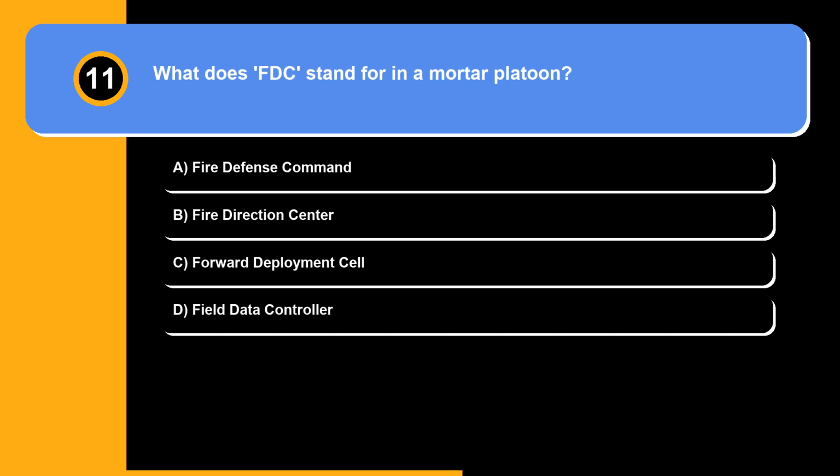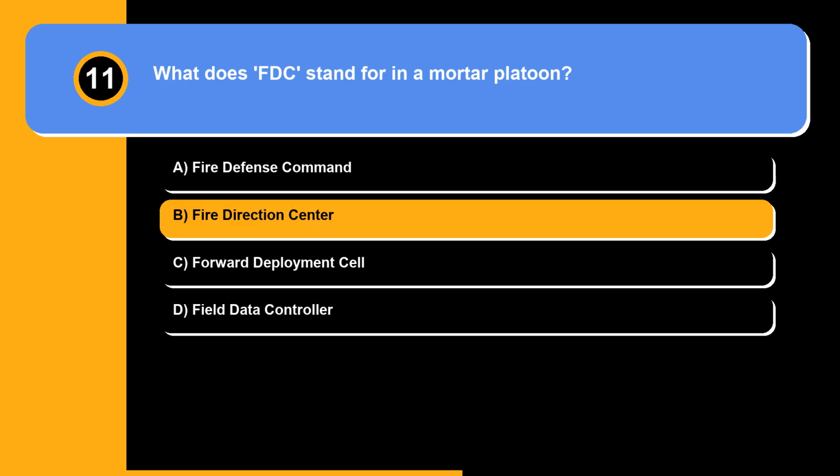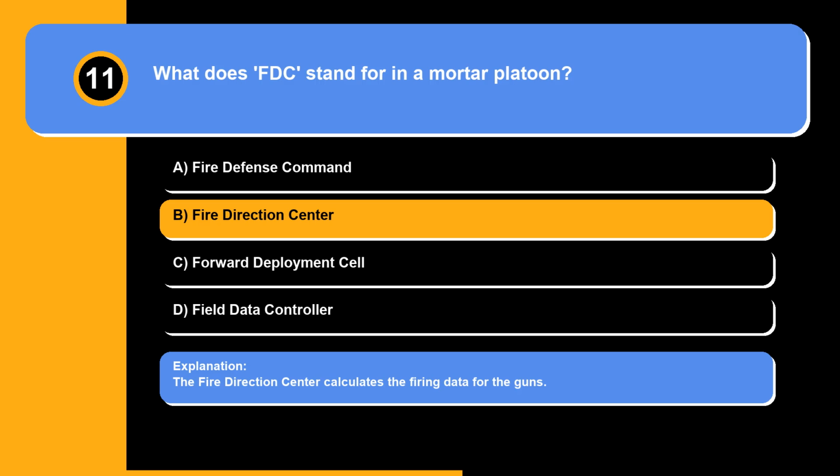Question 11. What does FDC stand for in a mortar platoon? A. Fire Defense Command, B. Fire Direction Center, C. Forward Deployment Cell, or D. Field Data Controller. The correct answer is B. Fire Direction Center. The Fire Direction Center calculates the firing data for the guns.